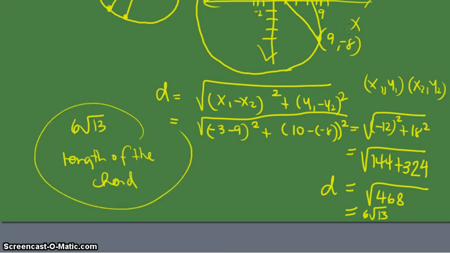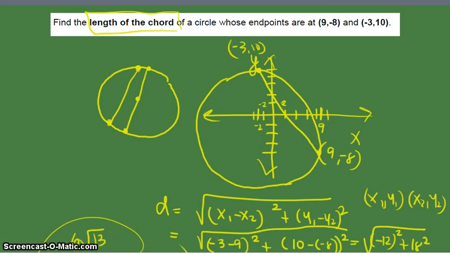So just to review how we got this number: keep in mind that if you're given a chord and you want to find the length of the chord, and the endpoints are already given, all you have to do is find the distance between these 2 points, which can be obtained through the formula: the square root of (x1 minus x2) squared plus (y1 minus y2) squared. Okay, so that's it.